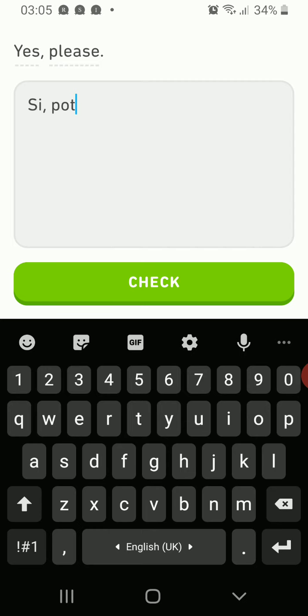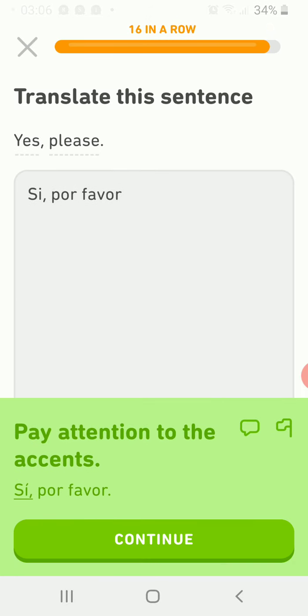Por favor. Favor means favor, so for my favor. Please. Here, pay attention to the accent. That's what I was telling you. You have to be careful because if you just say si, it means if, but if you say sí with the accent, it means yes.